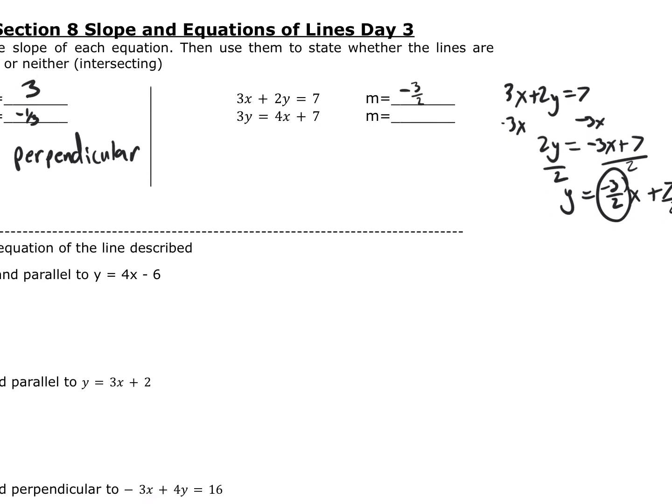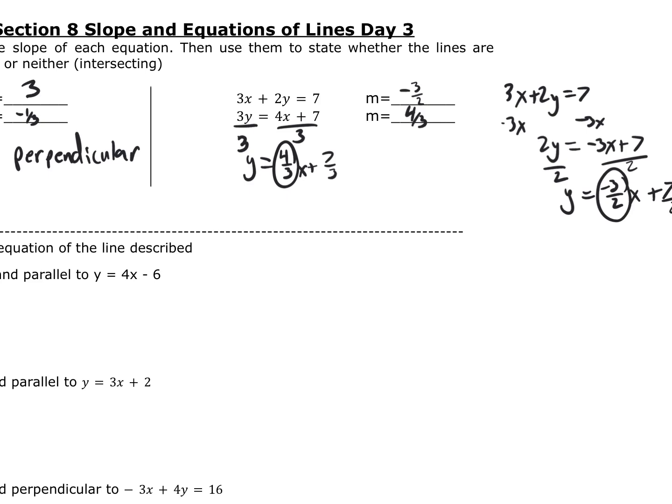And then for this second equation, y is almost by itself. We just need to divide both sides by 3, not y. I don't know why I wrote that, sorry. And that leaves us with 4 over 3 x plus 7/3. 4/3 is our slope, because it goes in front of the x.